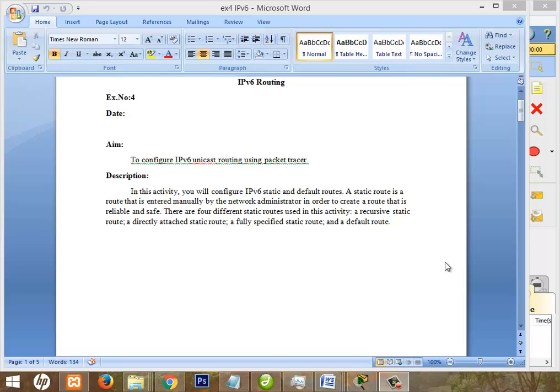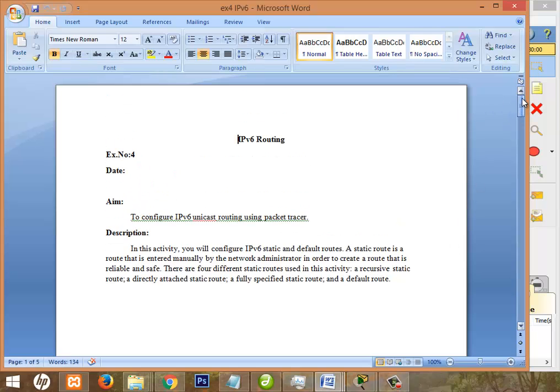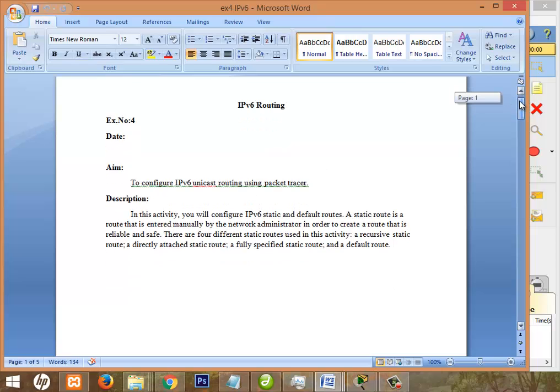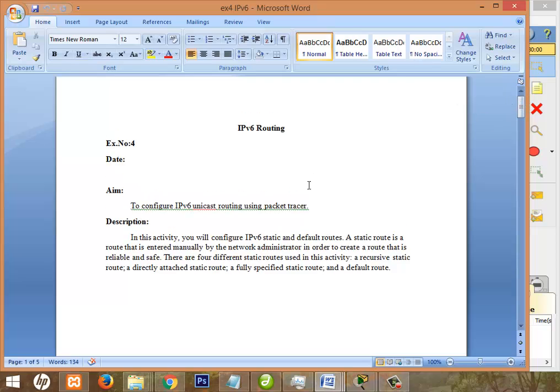Hey guys, we are moving on to the fourth experiment of Internet Routing Protocols lab. This is mainly about IPv6, which brings in a new concept called unicast routing. We already know that IPv6 has more advantages than IPv4 in terms of more hosts and in terms of the network architecture and many other things. So in this particular experiment, we are going to see the configuration of IPv6 static and default routes.